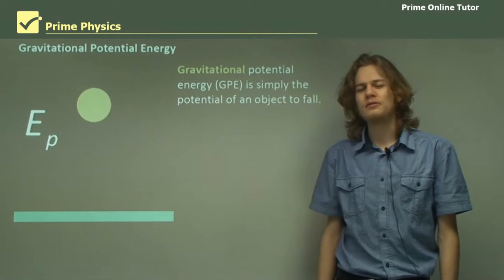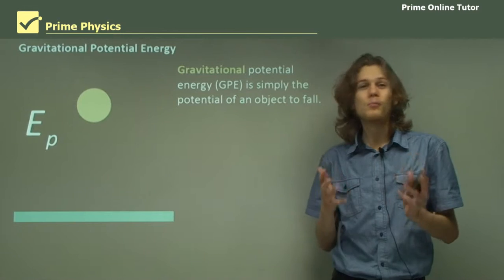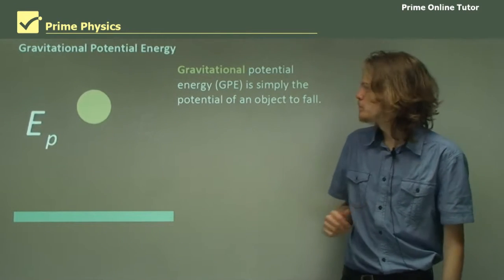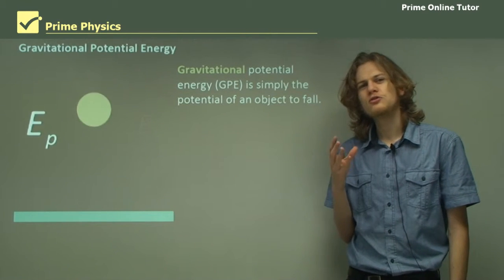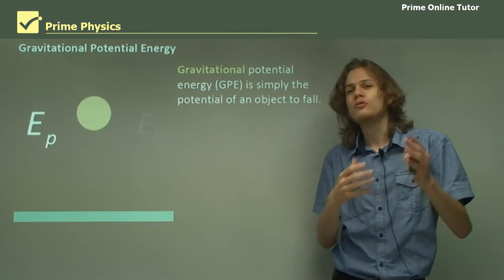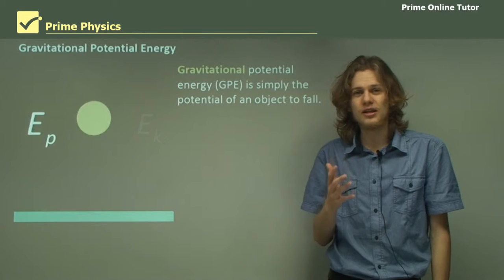Finally, we have gravitational potential energy, which is what we'll be focusing on the most while we're studying space and gravity in particular. Gravitational potential energy is the potential of an object to fall. If an object is capable of falling, or even of rolling down a hill, then it will have gravitational potential energy.